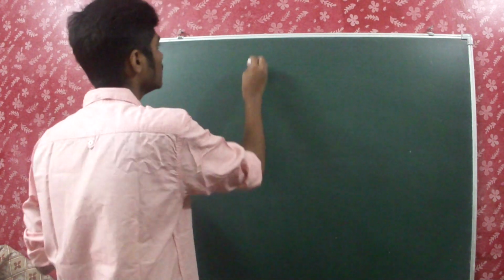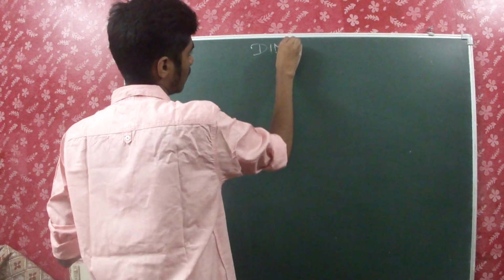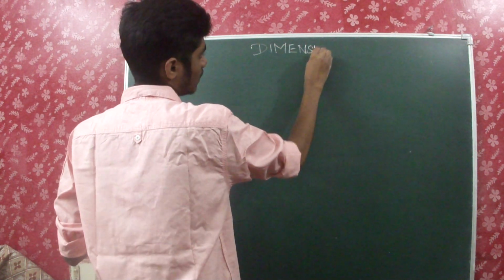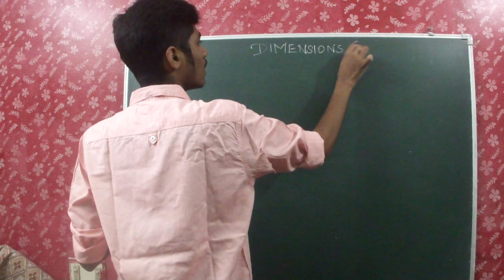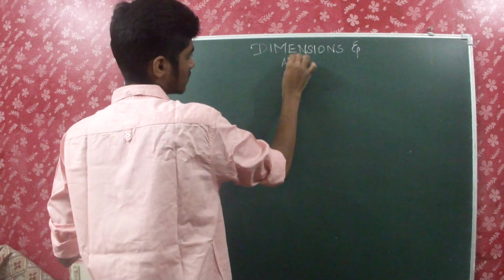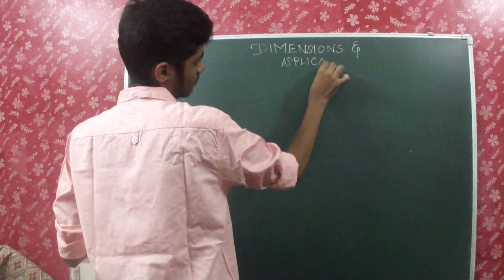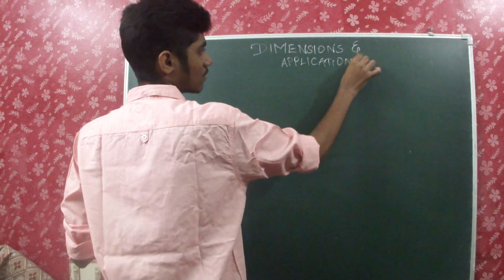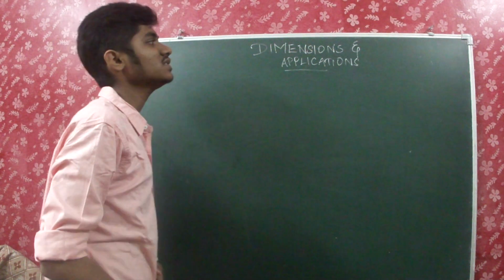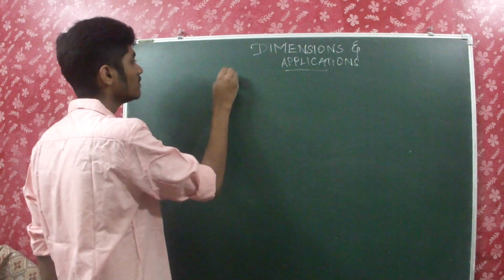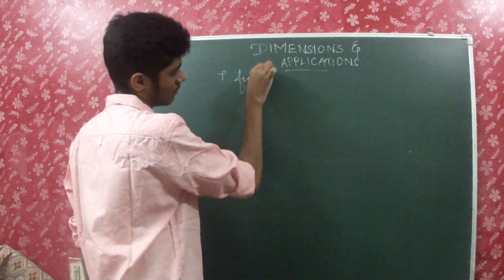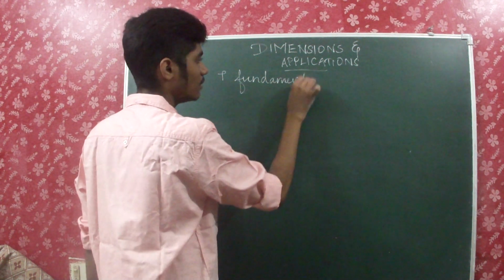Today we will be dealing with class 11 NCERT Physics, chapter number 2, a small topic which is dimensions. Dimensions and applications. So what are these dimensions? We already know that there are 7 fundamental units.